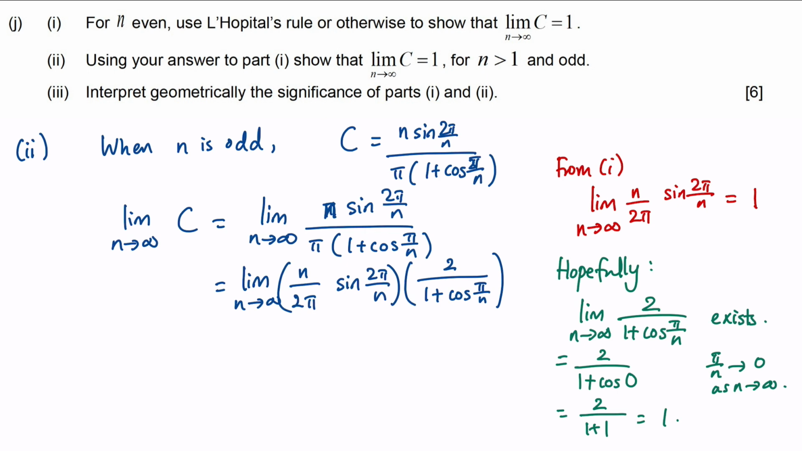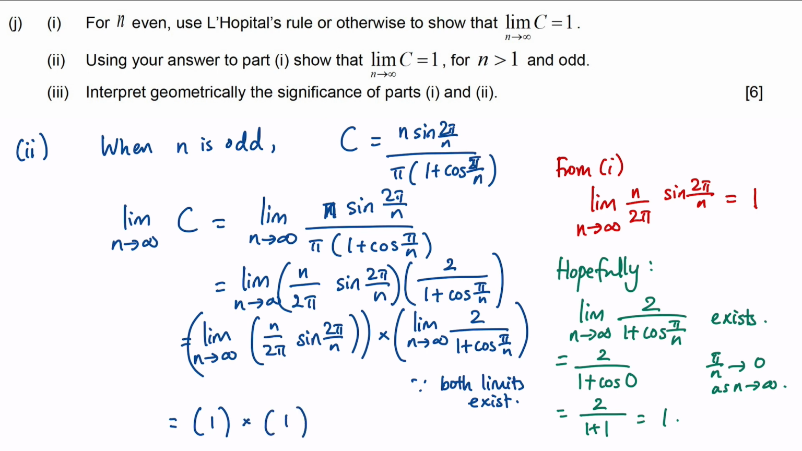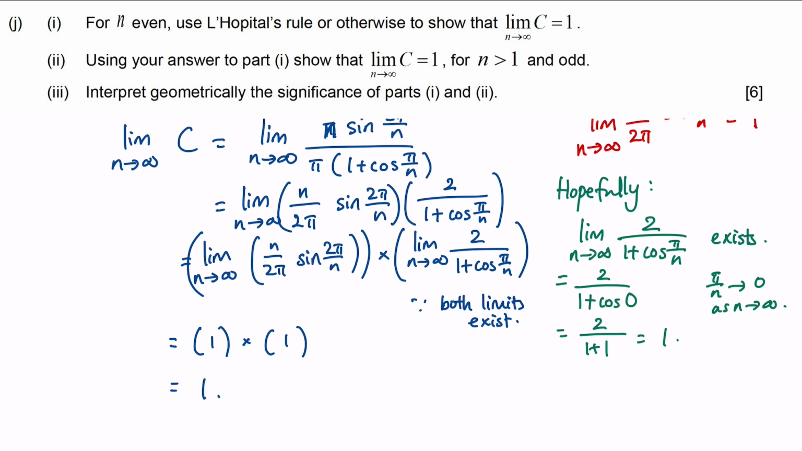So here, I can actually split up this limit. This is the limit as n tends to infinity of n over 2 pi times sine of 2 pi over n, times the limit as n tends to infinity of 2 over 1 plus cosine pi over n. This is because both limits exist. Then we can just evaluate them separately. So this is equal to 1 as found in part 1, times 1 as we've just found. So this is 1 overall.